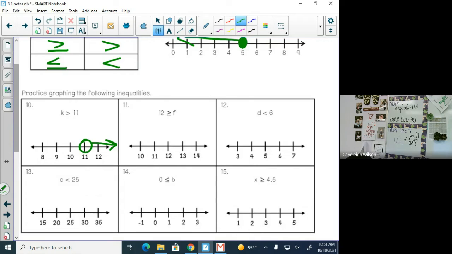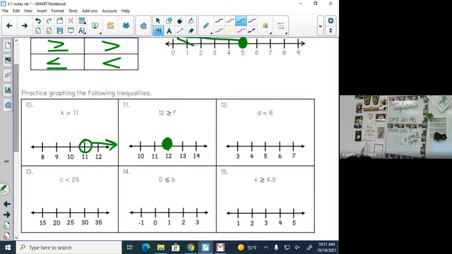All right, let's look at number 11. Okay, I know I'm going on 12, but would I do an open or a closed circle on 12? Closed, because it's got the line under it, so it's equal to that number. Okay, read it to me. 12 is greater than or equal to F.